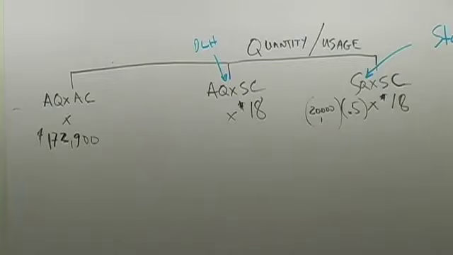$9,500. Where does it go? It's 9,500 hours. Where does it go? It goes under actual quantity. Yes, it is actual quantity.